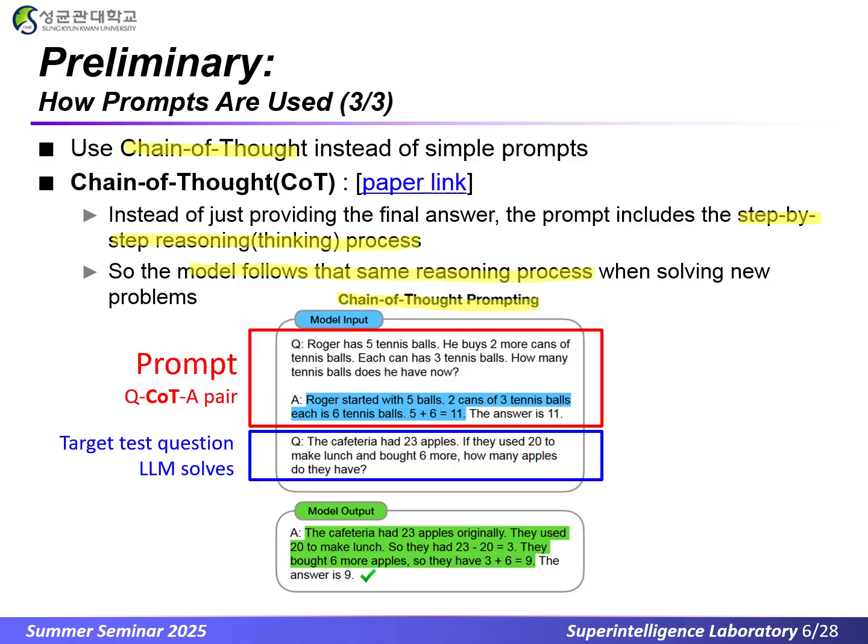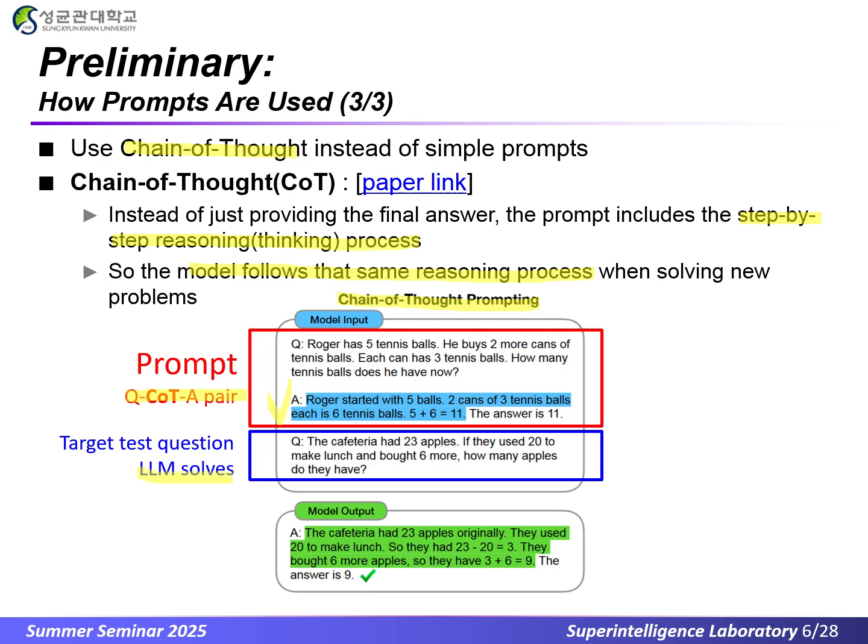In the model input, we first show a prompt, which is a QCOTA pair. The question is the same as the standard prompt, but for the answer, the reasoning process is added. So for the answer, Roger started with 5 balls. 2 cans of 3 tennis balls each is 6 tennis balls. 5 plus 6 equals 11. The answer is 11. This is provided as a prompt. Then comes the target test question the LLM solves.